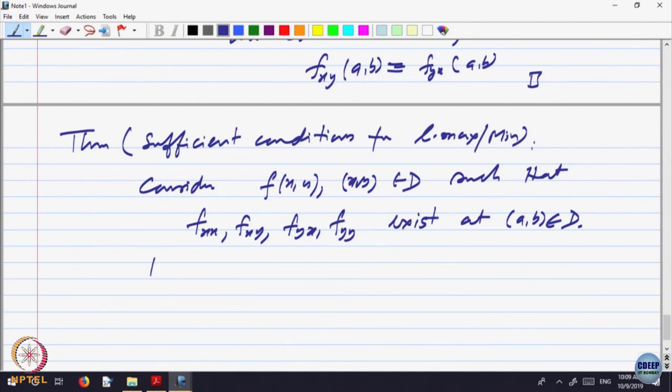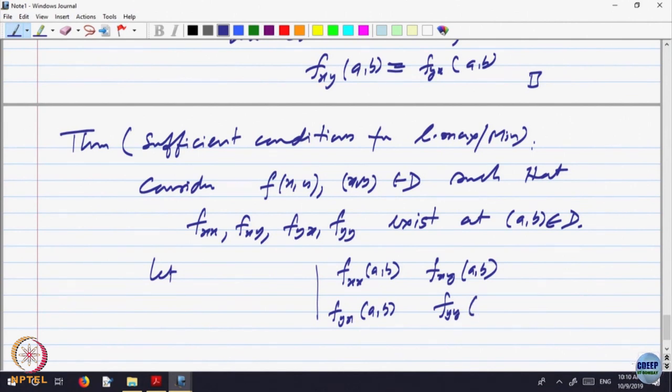Define, so let us look at the 2 by 2 determinant: fxx at the point (a,b), fxy at the point (a,b), fyx at the point (a,b), and fyy at the point (a,b). This is a 2 by 2 determinant whose first row is the second order partial derivatives fxx and fxy, and second row is fyx and fyy. So this is the determinant at the point (a,b).